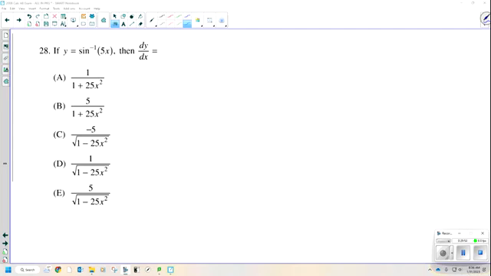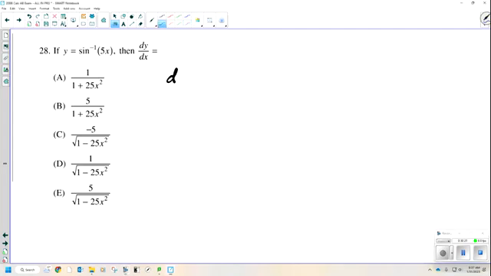Oh, they had to give us one with inverse sine, or arc sine. I think they tell you in a statement somewhere that sine to the -1 is the same as arc sine, and cosine to the -1 of some value is the same as arc cosine. You need to know your derivative rules. 28. If y equals the inverse sine of 5x, what's dy dx?